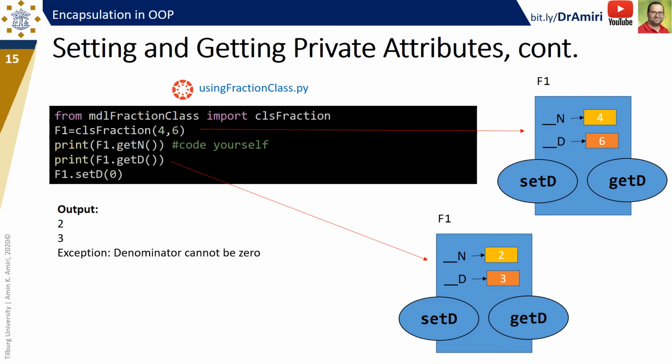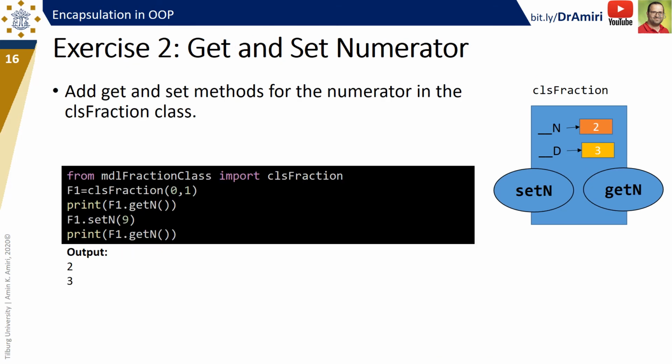If the front-end programmer tries to set d to 0, the method setD knows that 0 is not acceptable and it creates an exception. For example, denominator cannot be 0, and it ends the program with an error. Now let's do an exercise. Pause here for a minute and write the getter and setter method for the numerator. We haven't written that part.